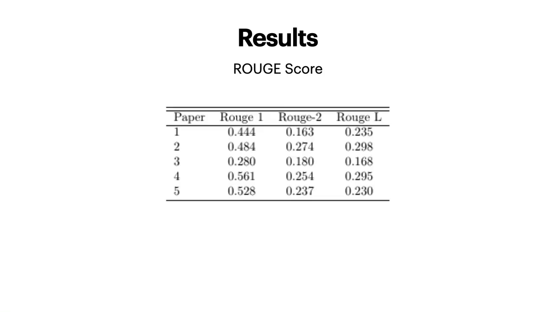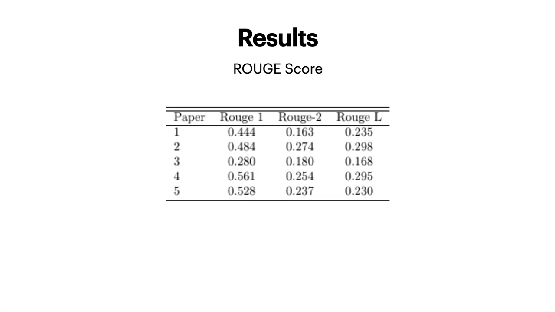This table summarizes the ROUGE F1 scores for all papers. These ROUGE results provide insight into how well the generated summaries aligned with the abstract of the paper. ROUGE-1 score is a measure of individual word overlap between summary and the reference abstract. Papers 4 and 5 show the strongest ROUGE-1 score, while paper 3 is noticeably lower.